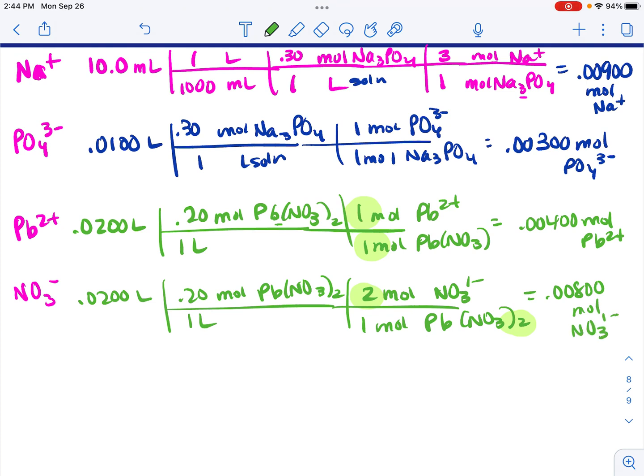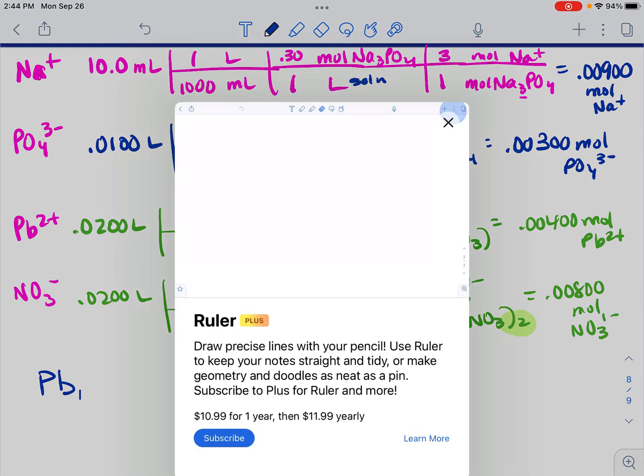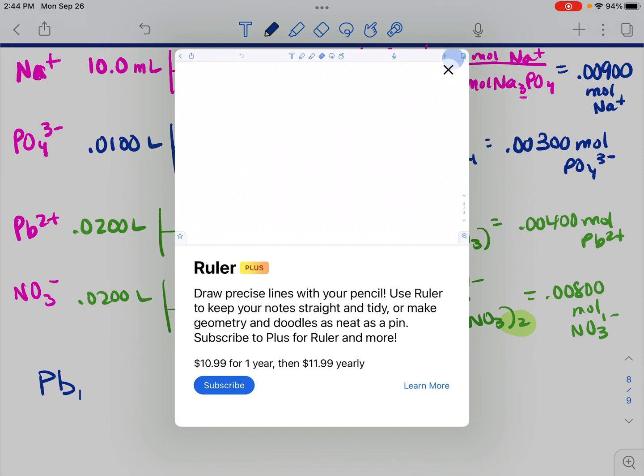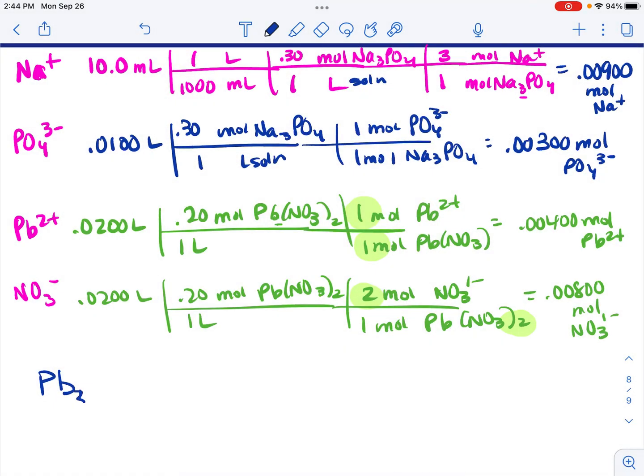And now you might be asking yourself, why do I care? So when I mix all 4 of these ions together, who is my precipitate? This is what you have to ask yourself. So the precipitate that I see would be lead 2 phosphate. So this is going to be Pb3(PO4)2. Okay, this is my precipitate.